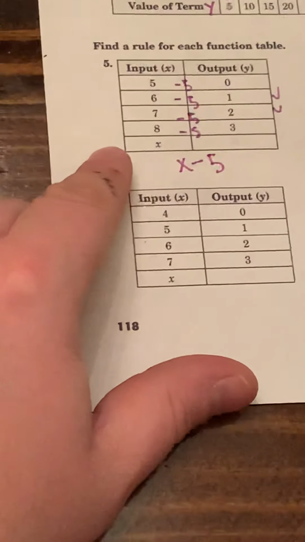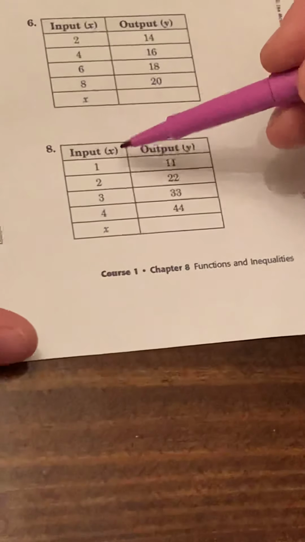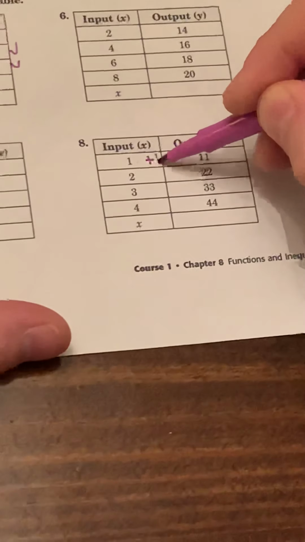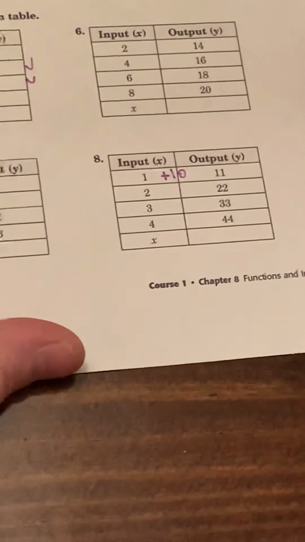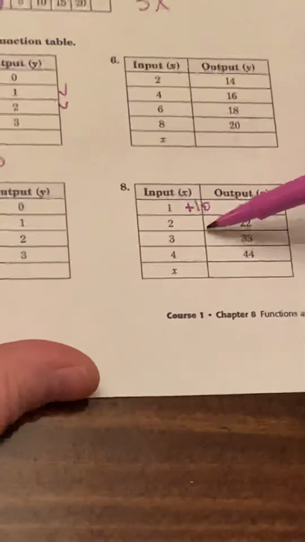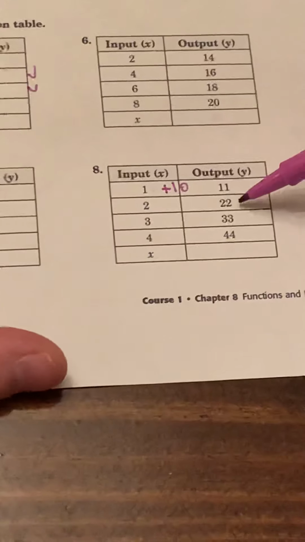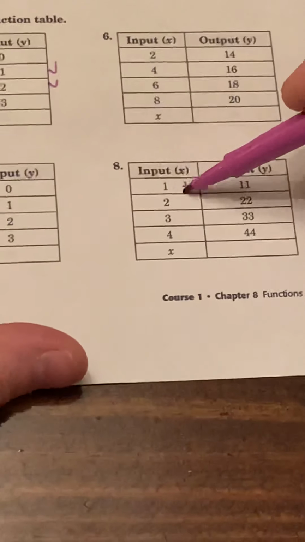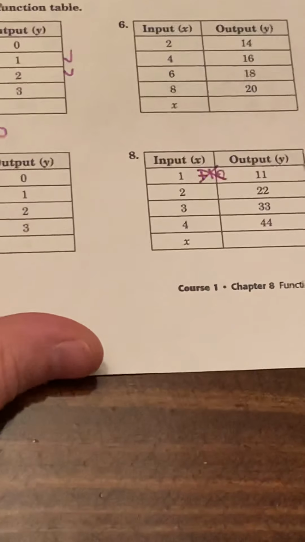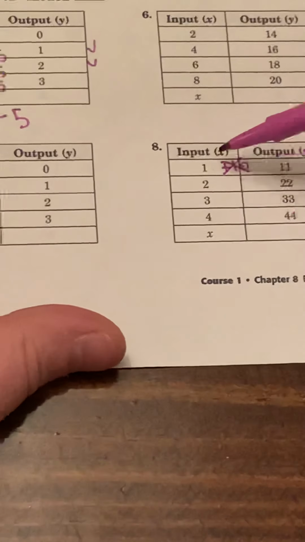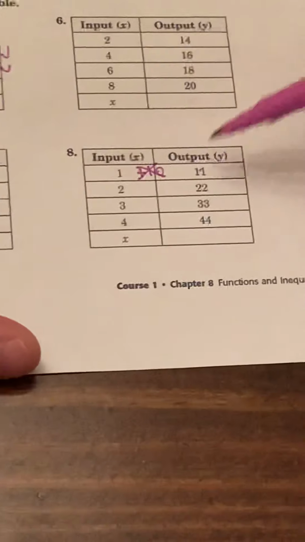Let's look at number 8. To get 1 to 11, I could add 10. However, 2 plus 10 is 12, not 22. So going back here, this does not work because it won't work for the whole table.